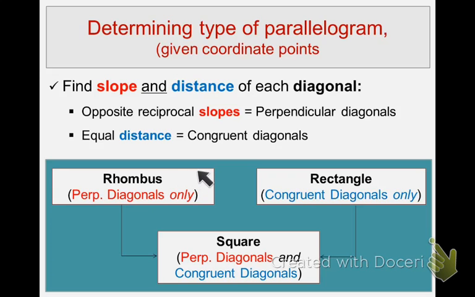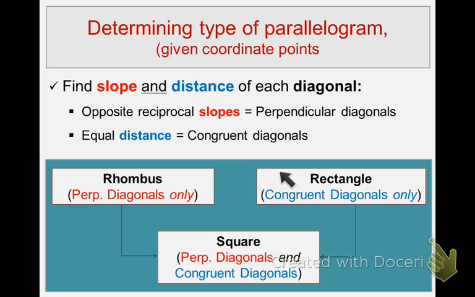Why would I say that's not enough? You still have to check a rectangle. Why would I tell you that even though you found it's a rhombus, you still have to check to see if it's a rectangle as well? Megan? It could be a square, and the only way you're going to know if it's a square is if it's both a rhombus and a rectangle together. So you have to check both. You can't check one or the other and then call it quits.